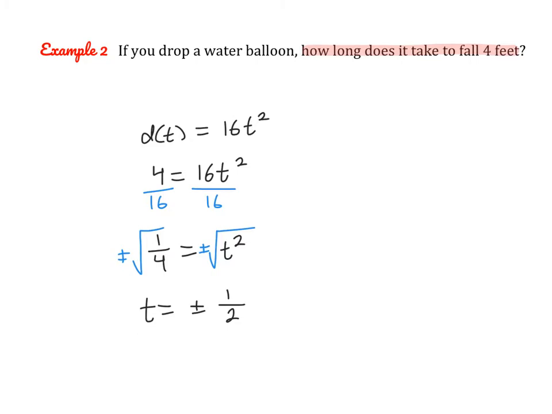Now, one thing to watch out for here is that when you have real life examples and they're asking how long it takes, it wouldn't really make sense to have a negative number of seconds. So although algebraically we have two solutions, in the real world our only answer would be positive 1/2. So it's half a second. And there you have it.